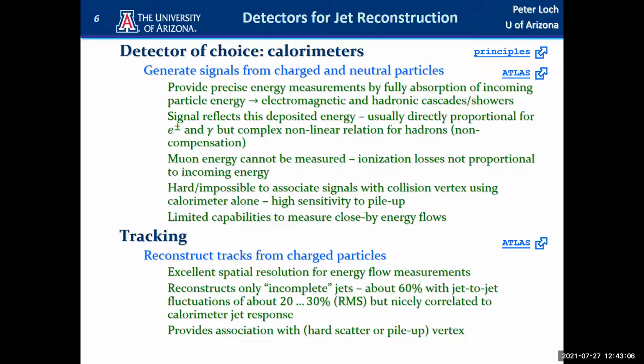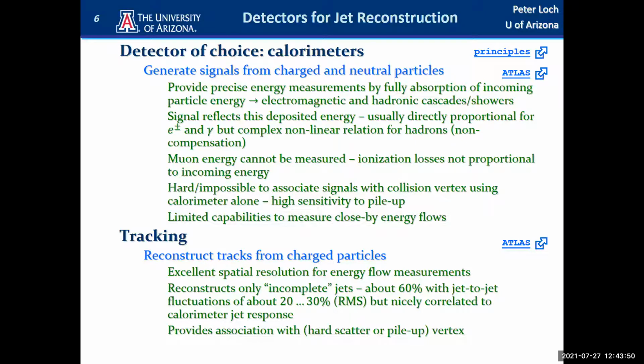Of course, we have the tracking detectors, and those allow very precise reconstruction of tracks from charged particles emerging from either the hard scatter or the pileup vertices. Here we have excellent spatial resolution for the energy flow measurement. Unfortunately, they only reconstruct incomplete jets. On average 60% of the energy of the jet is carried by the tracks, but the fluctuations around it are a very broad distribution. I should double check these numbers, I think it was like 20 or 30% on the RMS. So it's very broadly distributed.